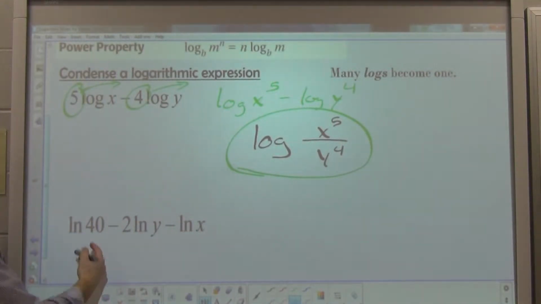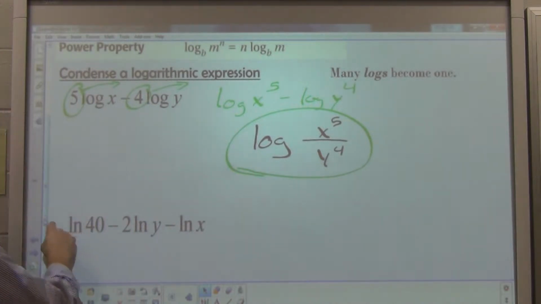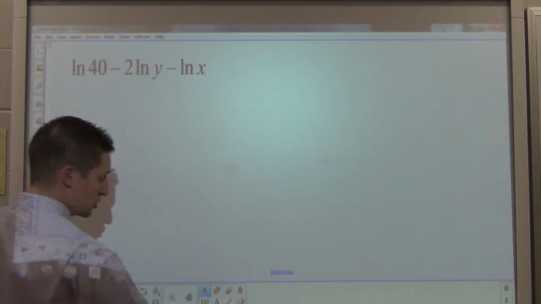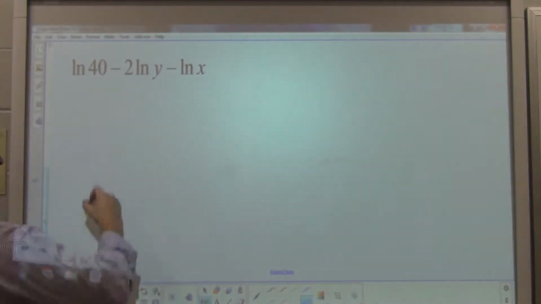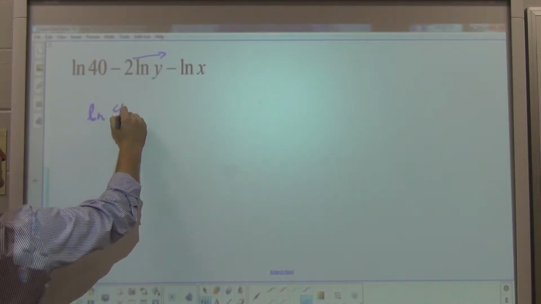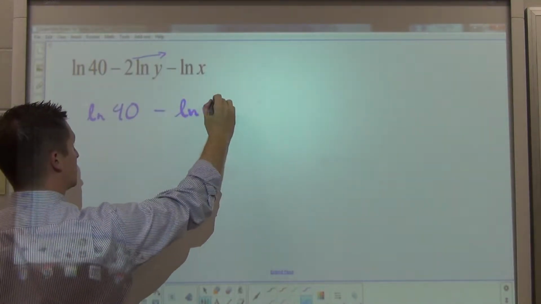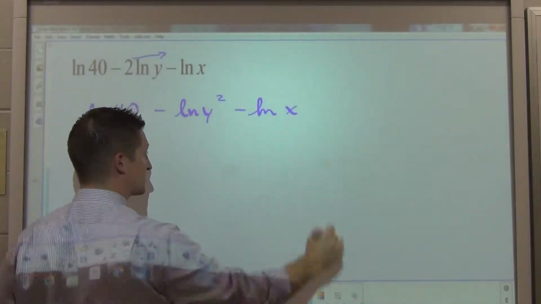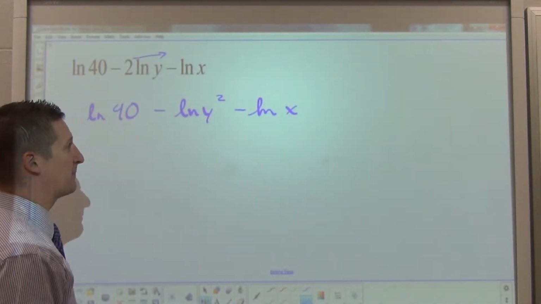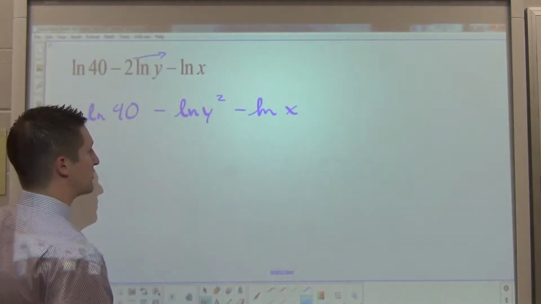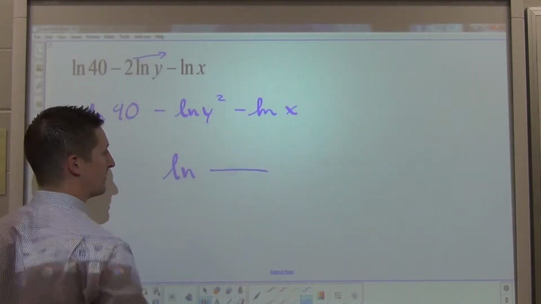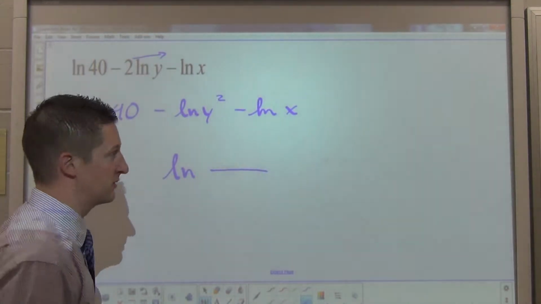Another slightly more difficult one next. The ln, or natural log, of 40 minus 2 times the ln of y minus the ln of x. So we could use the power property first, take that 2, sneak it right there. It's the only one to worry about. So I have the ln of 40 minus the ln of y squared minus the ln of x. Now because I'm subtracting, I'm going to use the quotient property again. Now what happens here is I'm subtracting two things. Both of these expressions are going to end up in the denominator of my final expression.